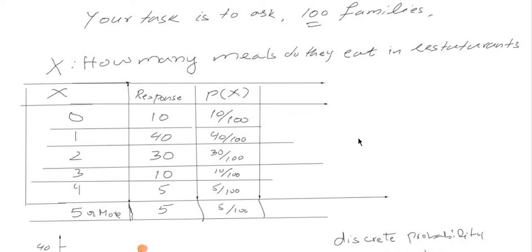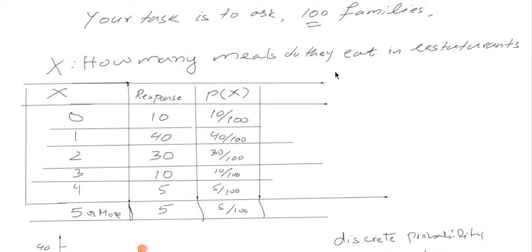Hello. So now we are trying to discuss discrete probability distribution, and for that, I'm just giving an example here. The example is basically to ask 100 families how many meals they eat in the restaurant. In any discrete probability distribution, the first thing is to identify the random variable. So you can see here that our question is to ask the families how many meals they eat in the restaurant.